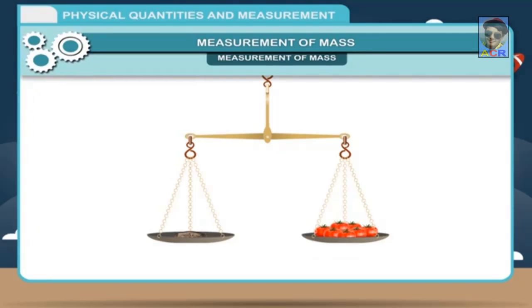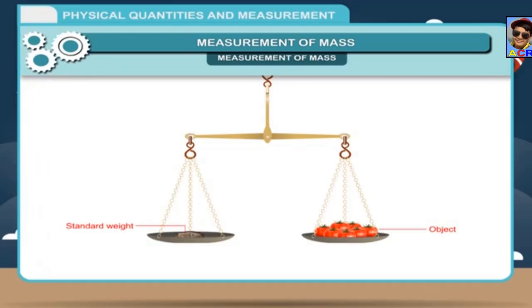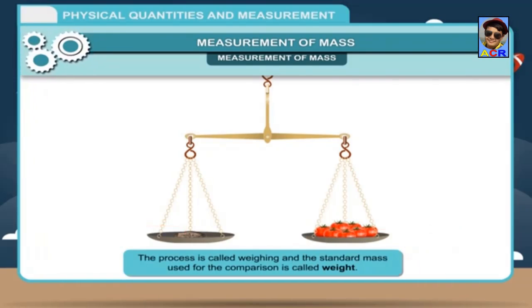The object to be weighed is placed on one pan and standard weights are placed on the other, till both the pans are perfectly balanced. The total of the standard weights gives the mass of the object. The process is called weighing and the standard mass used for the comparison is called weight.